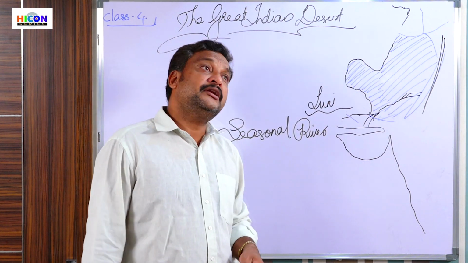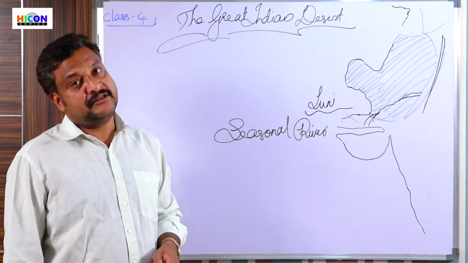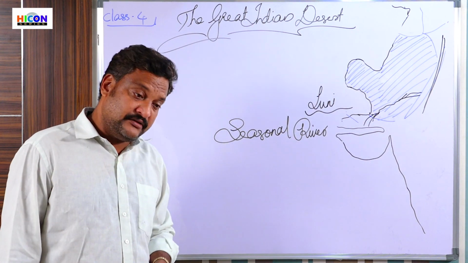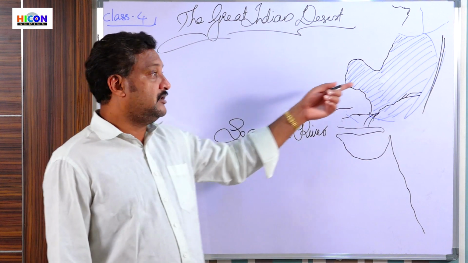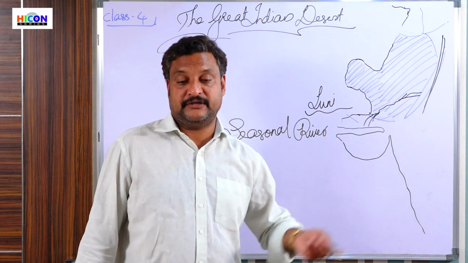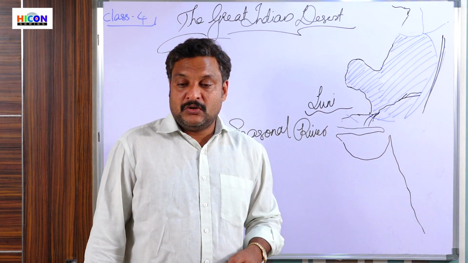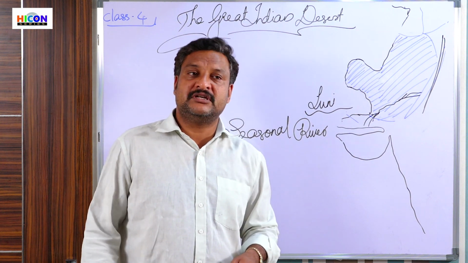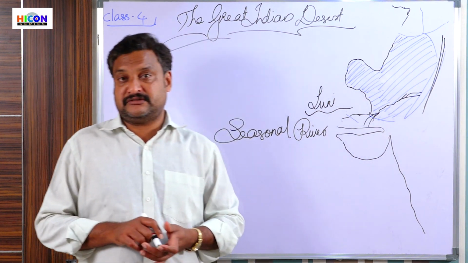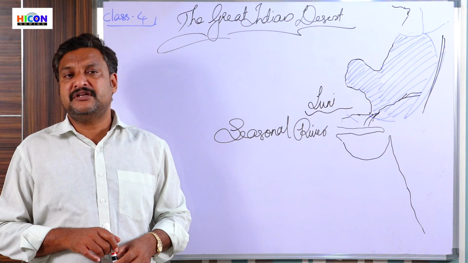Earlier, we believed that there was a river flowing through the Thar Desert region. Now it is not there. So now the government is actually trying to improve the conditions. Improve the conditions means what?